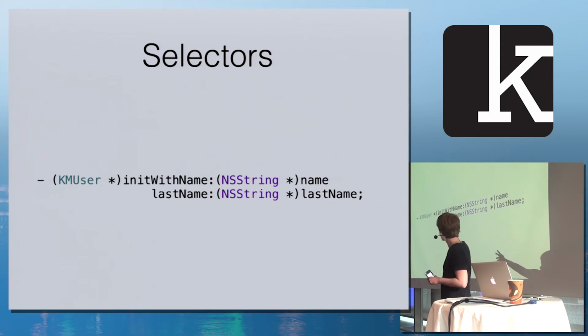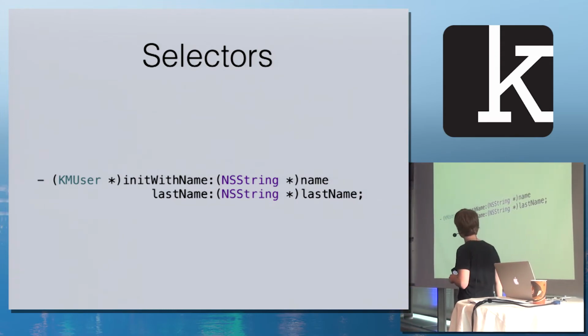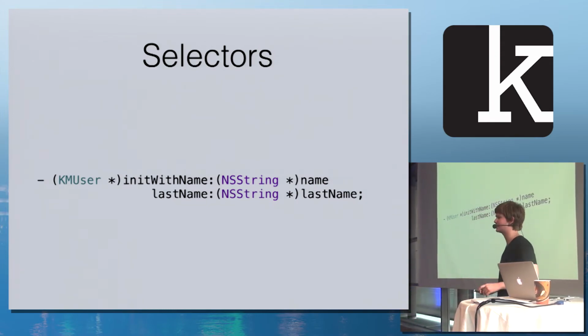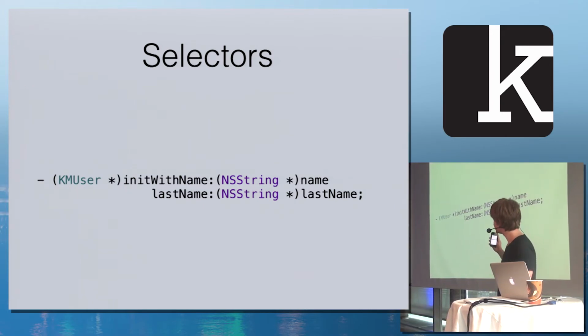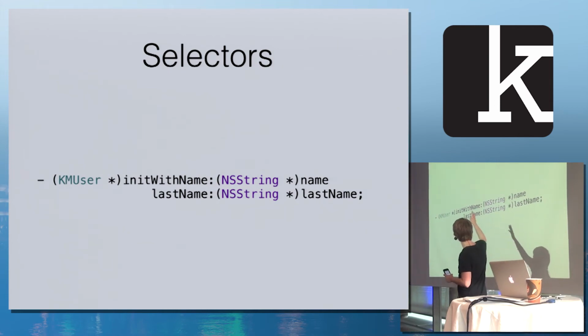Here again is the method. The first character is a minus or a plus; it shows whether it's a class method or an instance method. Minus is an instance method. Then you have the return type. Don't worry about the stars for now. User is the return type, the first parameter is name, and the second parameter is lastName. The whole selector is initWithName: colon, lastName: colon.